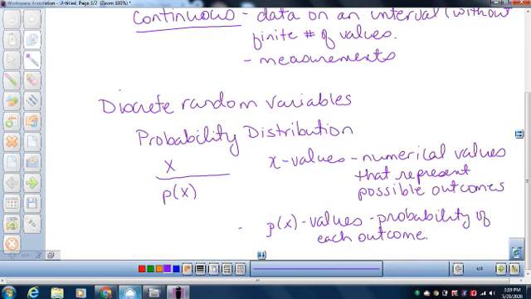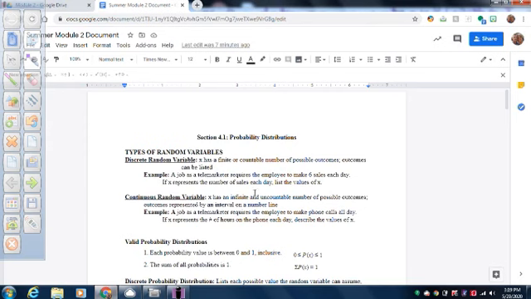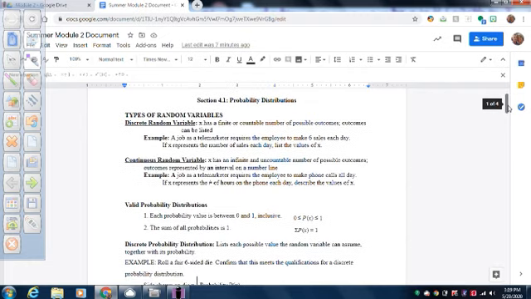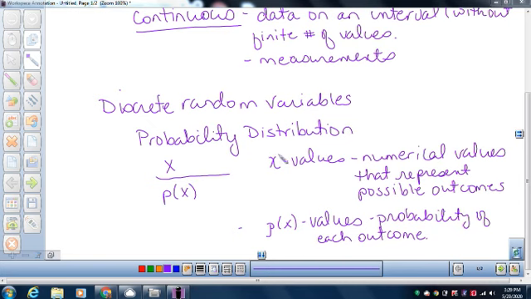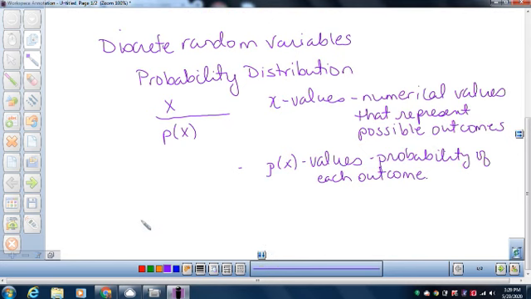So looking at an example, this is a document that I'm going to upload for you onto Moodle, that goes through and gives you additional examples and definitions of what I'm talking about. This is section 4.1. We're talking about the discrete random variable. And when we talk about this probability distribution, we have to keep in mind that for all of these different x values, these P of x values have certain properties.